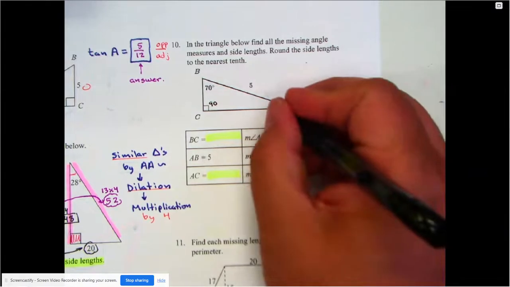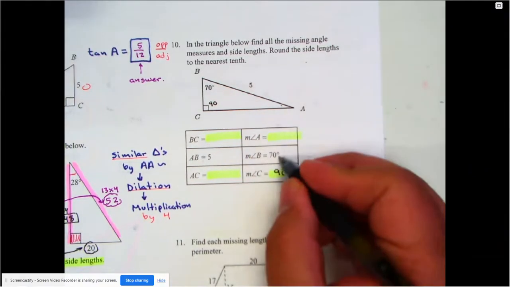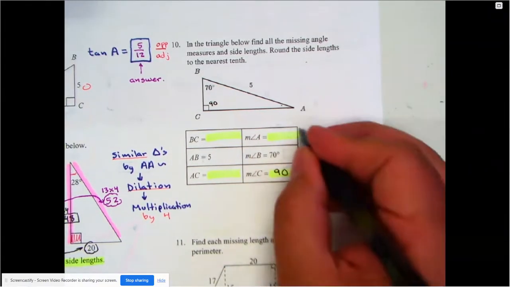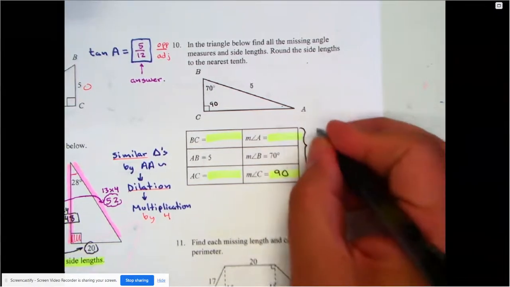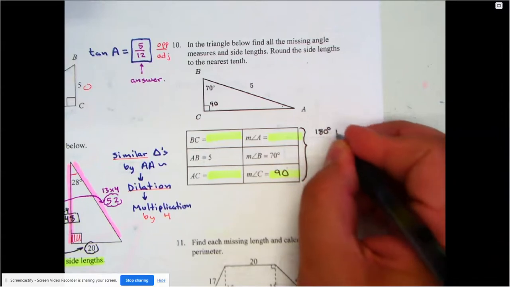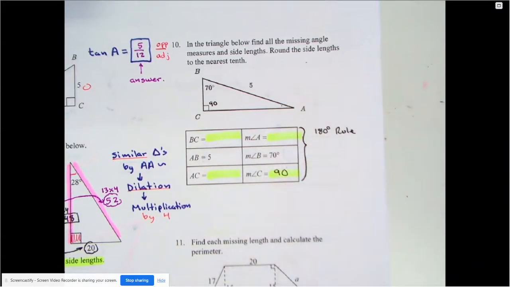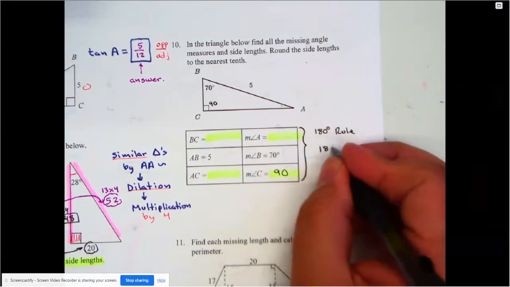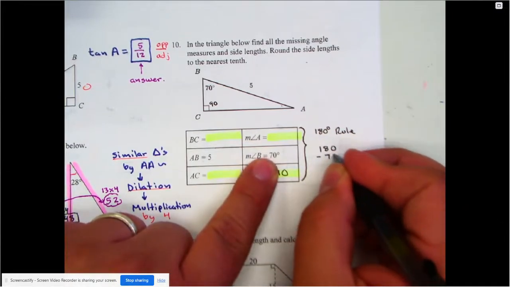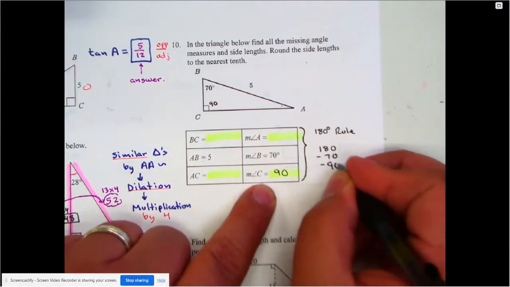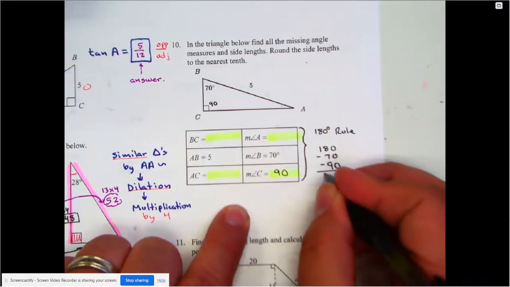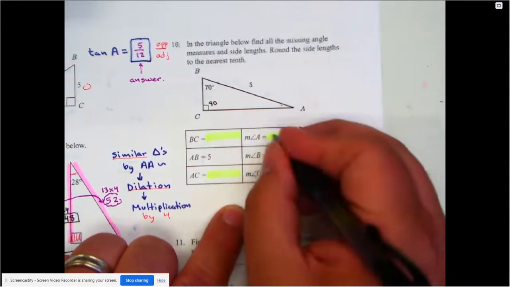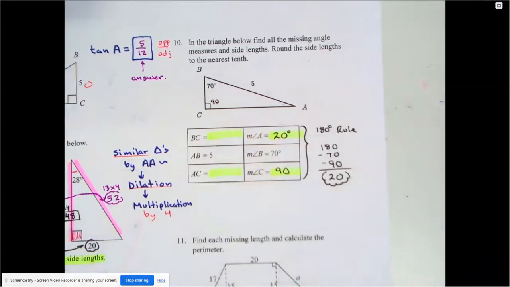Now, I also want angle A, but I already have the other two. Well, we talked about this before. When I'm dealing with angles and I already have two of them, this is where the 180 rule kicks in. All I have to do is take the 180, subtract the 70, subtract the 90. I got to get both of these out of there. And I get an answer of 20 with my calculator. There you go. We just got another easy point for this test.